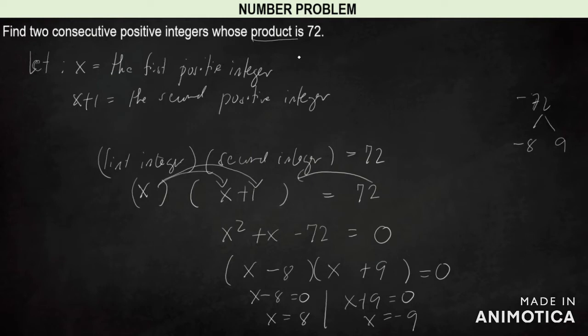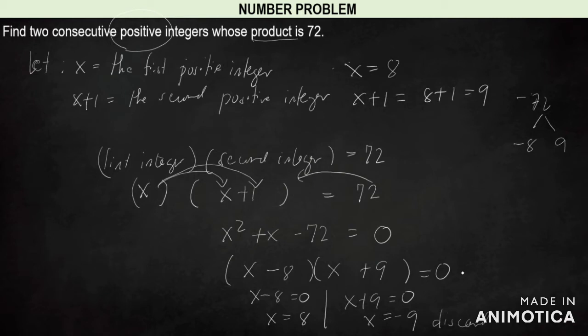Now, going back to the unknown, you're asked to find the consecutive positive integers. So, we cannot make use of x equals negative 9. So we're going to discard this one. It cannot be used because what we are looking for is positive integers only. So we are going to make use of x equals 8. So the first integer is 8. The second integer is x plus 1, that is 8 plus 1, which is equal to 9.